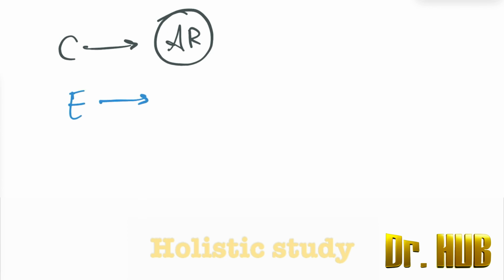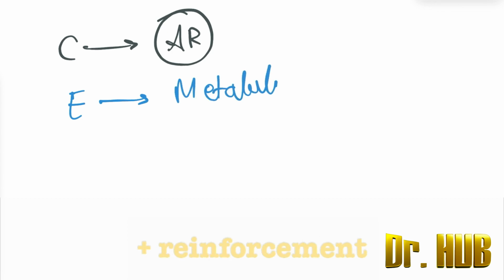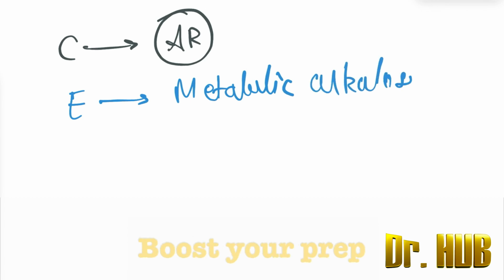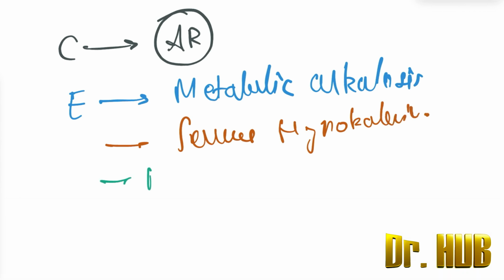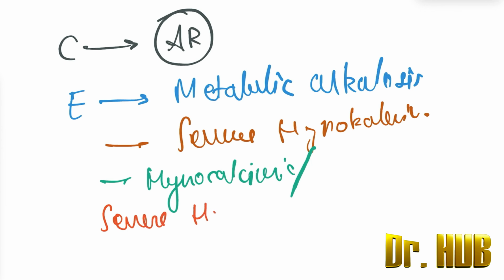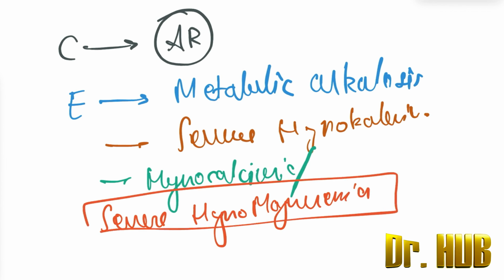Next, what are the effects? It can lead to metabolic alkalosis, whereas in case of Fanconi we saw it was acidosis. Here it is metabolic alkalosis. Next, there is also severe hypokalemia, and there is also presence of hypocalciuria, as well as severe hypomagnesemia.